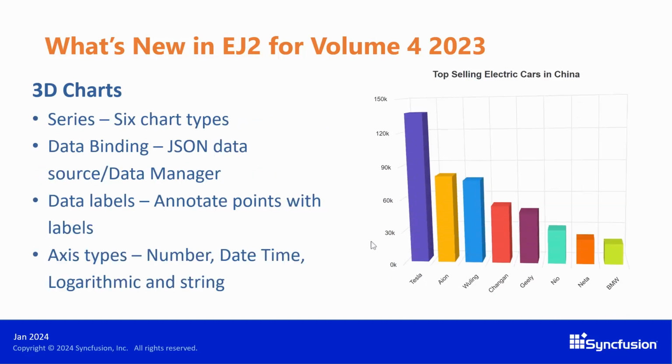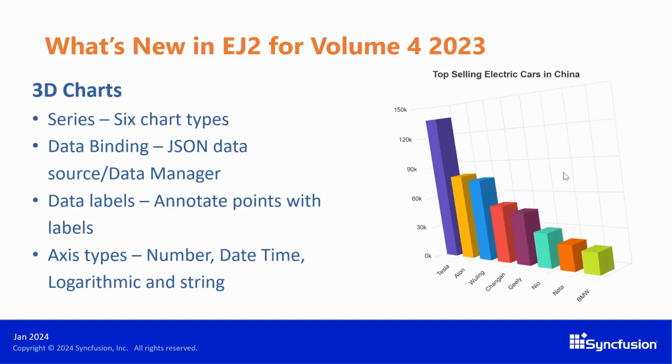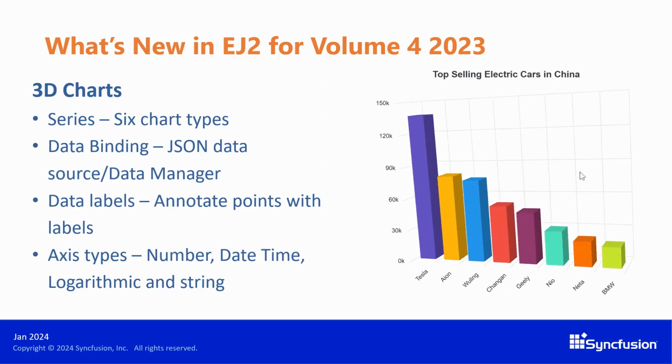You can bind the JSON data source or the data manager to the 3D charts. Like 2D charts, it has data label support to improve the readability. It can plot different data types such as numbers, datetime, logarithmic, and string. It also supports legends and tooltips. You can export 3D charts directly from the browser to JPEG or PNG format images. That's all about the new components for this release in EJ2 platforms.